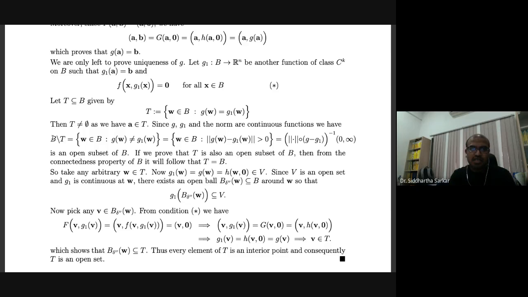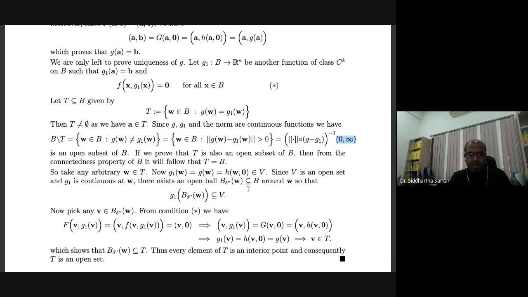Then the difference set B minus T, I can immediately conclude that this is an open set. This is the set of all points where G and G1 do not agree. If they don't agree, the norm of their difference should be strictly positive, and therefore this is precisely the pre-image of the open set (0, infinity) on the real line under the composition of the norm and G minus G1. So B minus T turns out to be some open set. I don't know yet whether it's empty or non-empty.